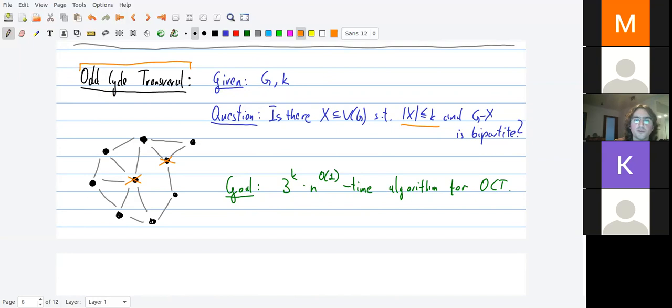Our goal now is to give a 3 to the power k algorithm for odd cycle transversal. And this, as I said, was the original place where the technique was invented. It's a paper of Reed, Smith, and Vetta from 2004.